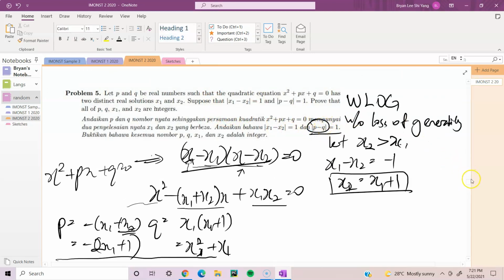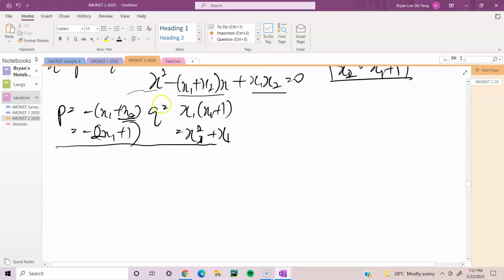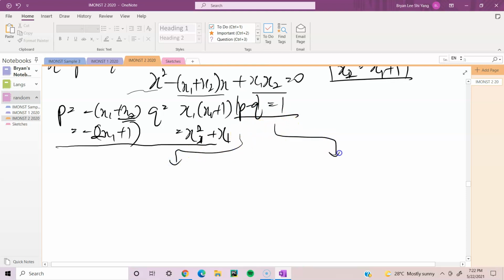So we would have p equal to negative 2x1 plus 1, and q equal to x1 squared plus x1. Now, as our question has told us, the absolute value of p minus q equals 1. So we can divide this into two cases. The first case would be p minus q equals 1, and the second case would be p minus q equals -1, which means q minus p equals 1, because we're just reversing the values.